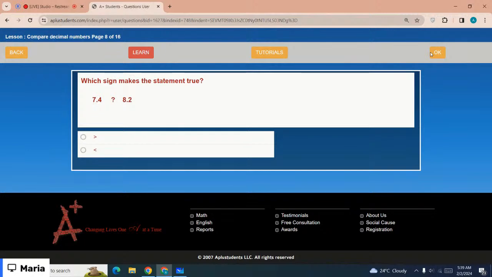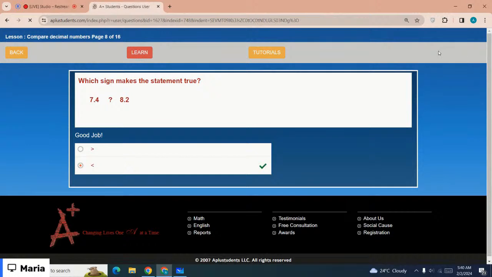Which sign makes the statement true? 7.4 and 8.2, which is the correct option? The correct option is yes, 7.4 is less than 8.2. The correct option is less.